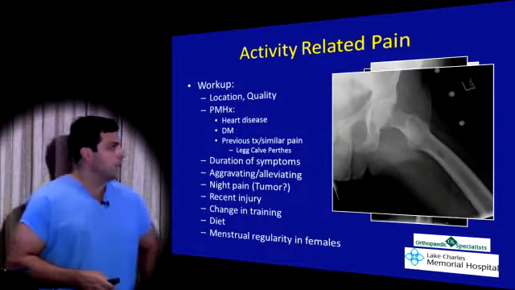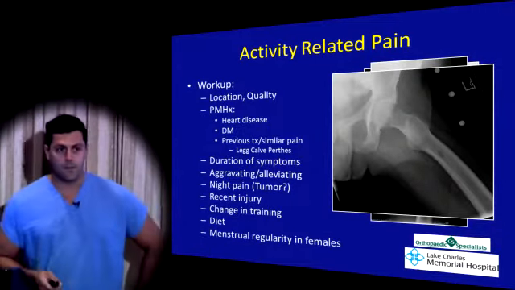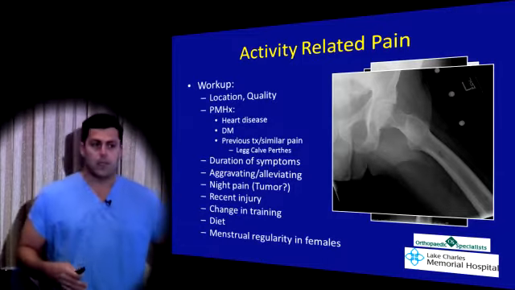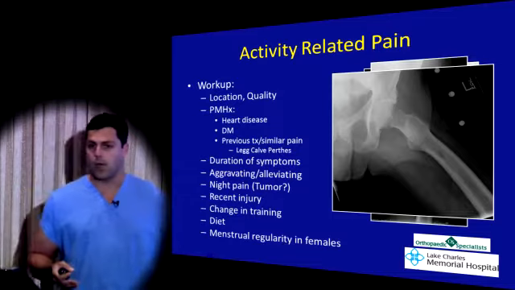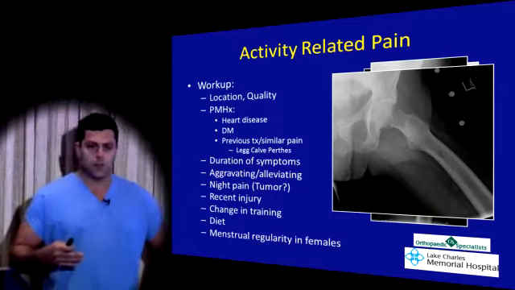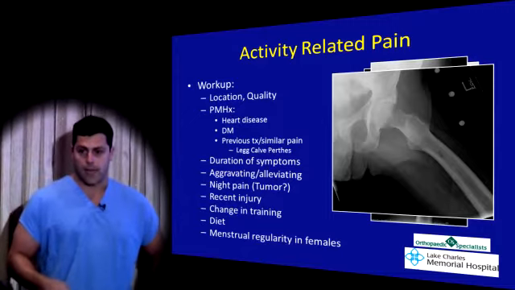So you get a patient who comes in with activity-related pain. The first thing you want to do is a workup, location and quality. Where does it bother them? Is it something that only happens after they run? Is it something when they wake up in the morning? Is it located in the groin? Groin typically is actually hip pain.